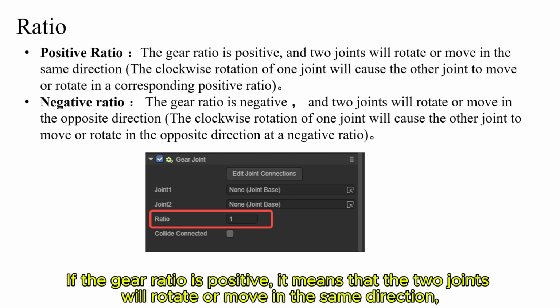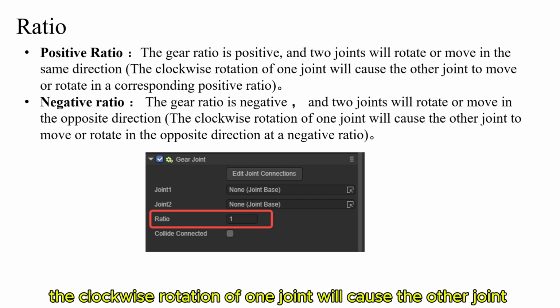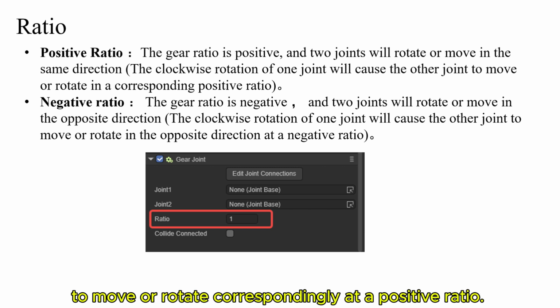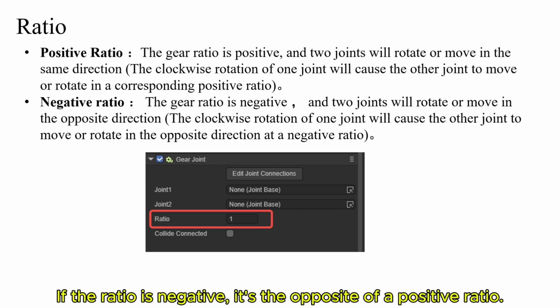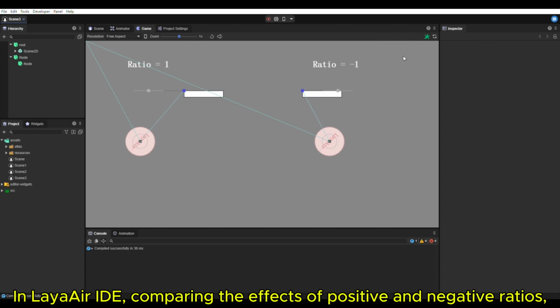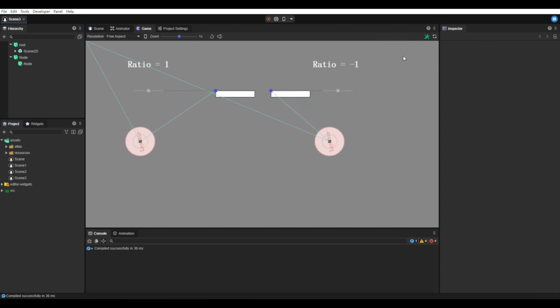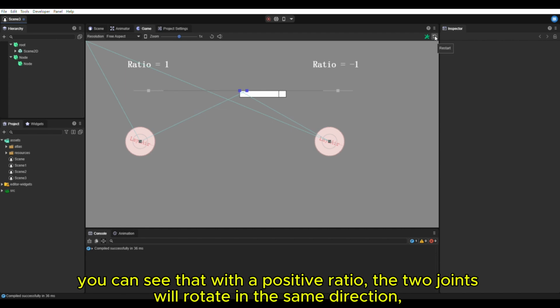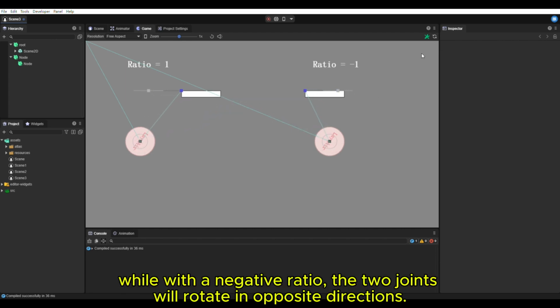If the gear ratio is positive, it means that the two joints will rotate or move in the same direction. The clockwise rotation of one joint will cause the other joint to move or rotate correspondingly at a positive ratio. If the ratio is negative, it's the opposite of a positive ratio. In LayaAir, comparing the effects of positive and negative ratios, you can see that with a positive ratio, the two joints will rotate in the same direction, while with a negative ratio, the two joints will rotate in opposite directions.